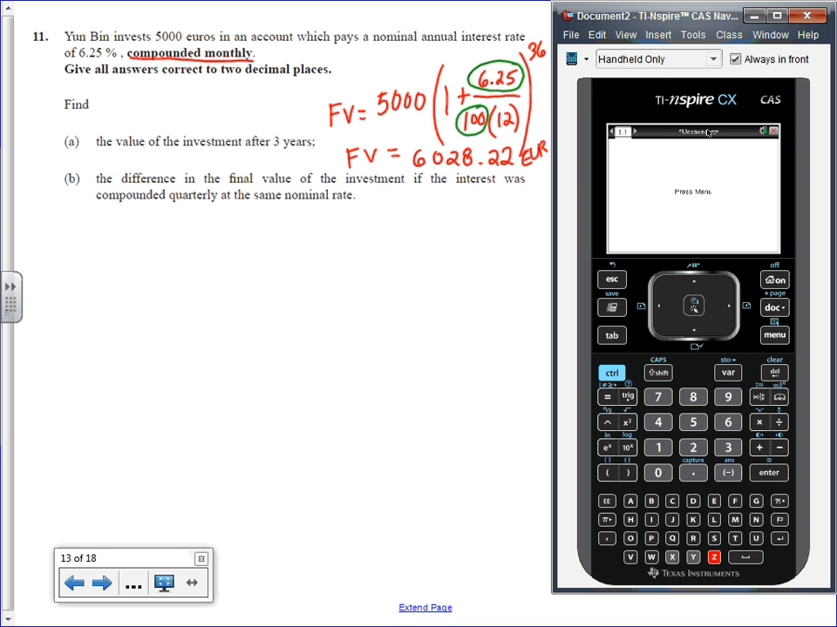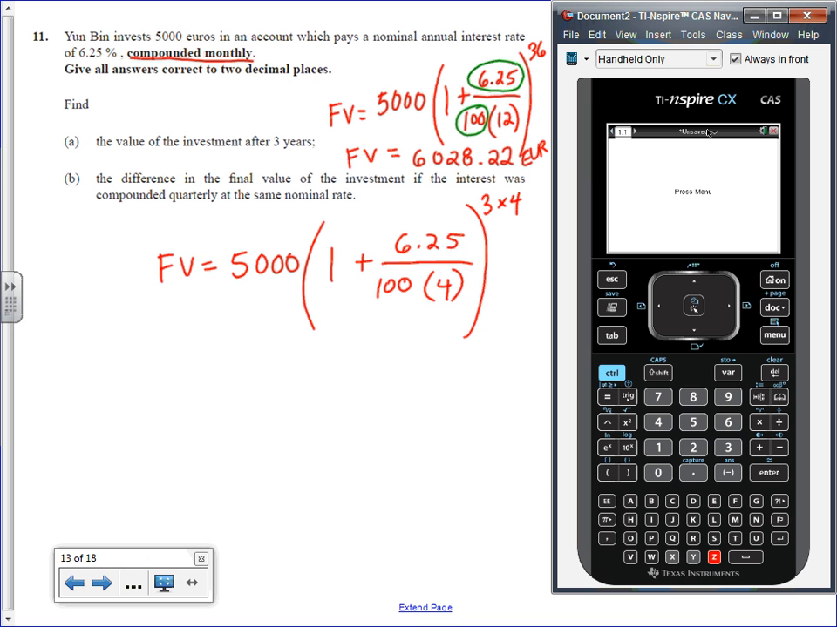The difference in the final value of the investment if the interest was compounded quarterly at the same rate. So now we're going to calculate the final value of the investment with a quarterly compounding instead. So our future value would be 5,000 multiplied by 1 plus 6.25 over 100, times 4, right? Quarterly compounding means 4 times a year. The exponent would be 3 times 4, which is 12.